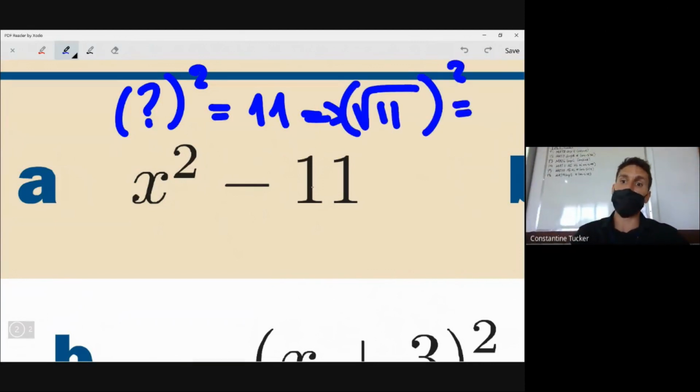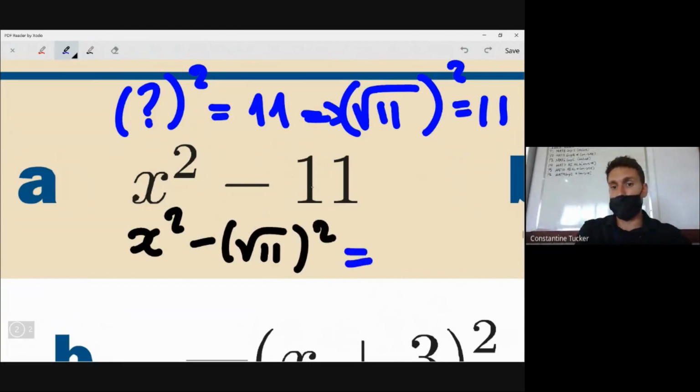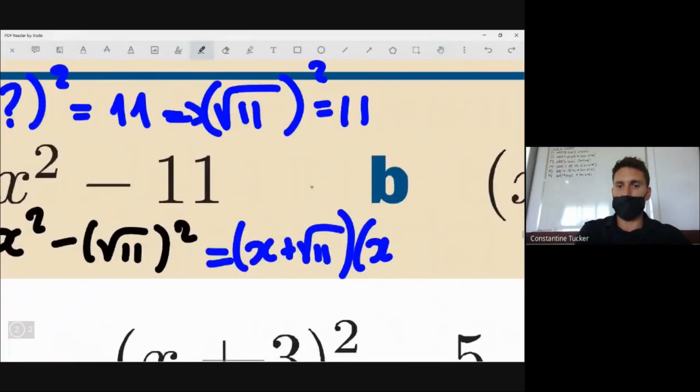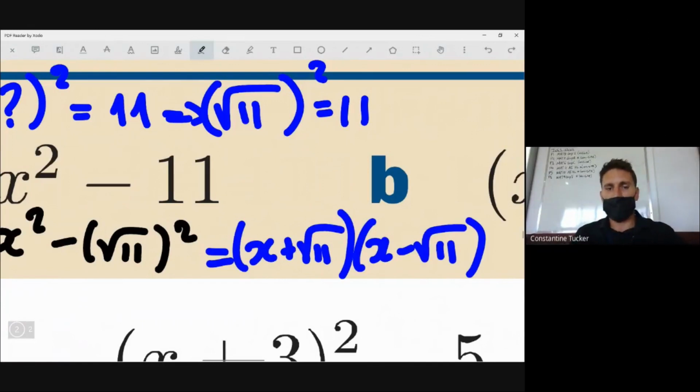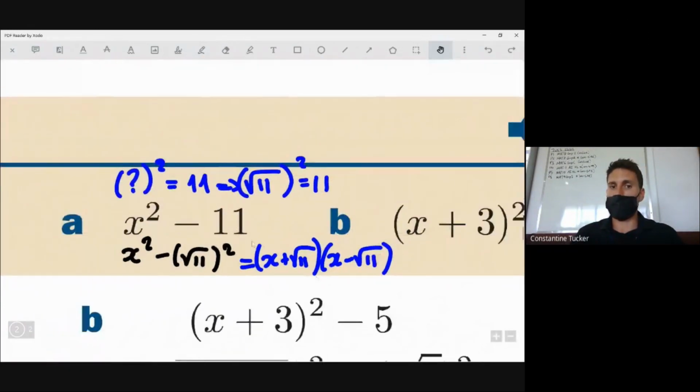If you wanted to, we don't tend to do this in maths usually, but you could think of it as x squared minus the square root of 11 squared. So you could now use the formula and say, okay, this is going to be x plus the square root of 11 in 1 pair of brackets. And in the second pair of brackets, you'll have x minus the square root of 11. So if we really needed to, for some reason, we could do this.